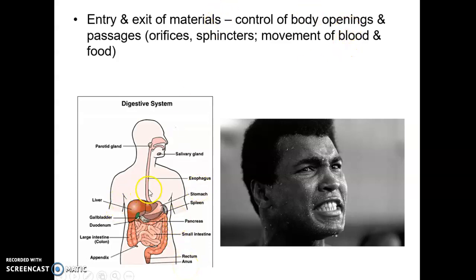Movement of blood, the cardiac musculature of the heart pumps blood. Blood vessels have smooth muscles to allow them to dilate and constrict.